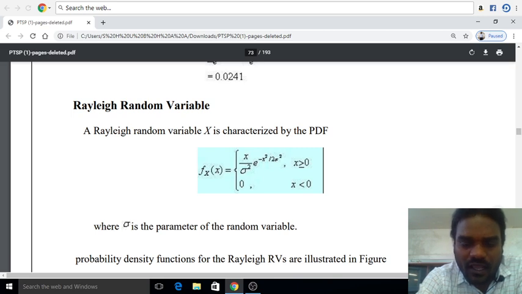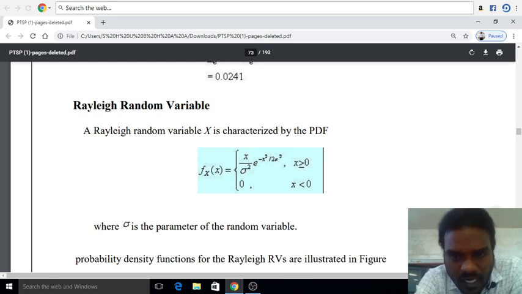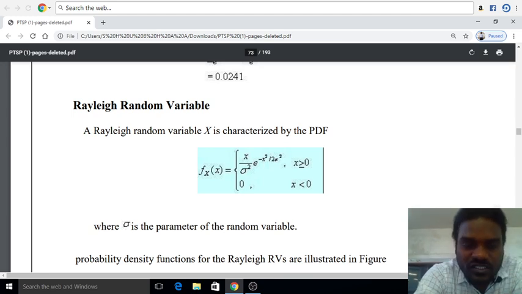Everybody understands that we have been getting the probability distribution functions for various distributions. Gaussian distributions we have studied, binomial distributions we have studied, Poisson distributions we have studied, and next the exponential distribution, that is the decaying exponential distribution, we have studied. In all these distributions we have studied the probability density function, mean, variance, and modes of operation.